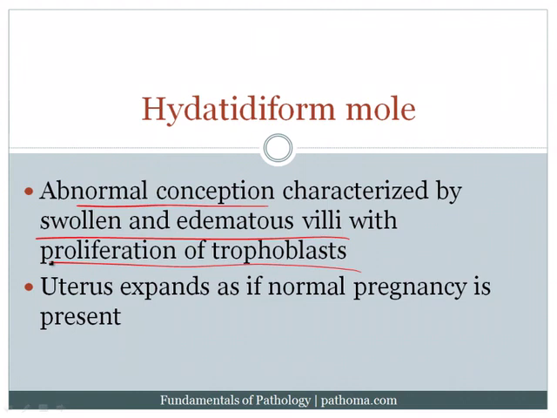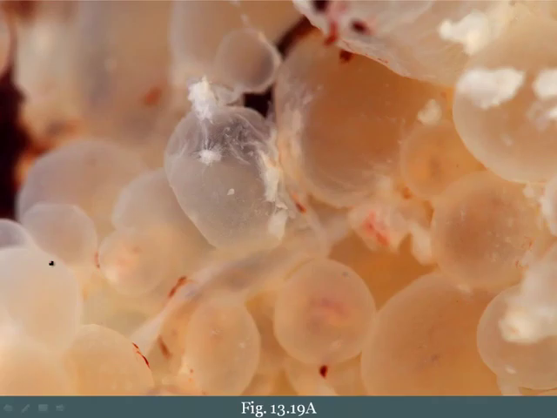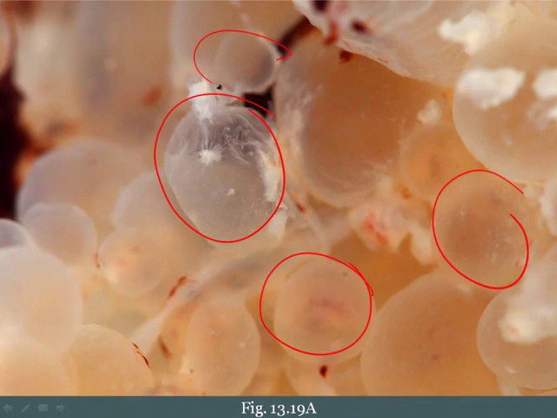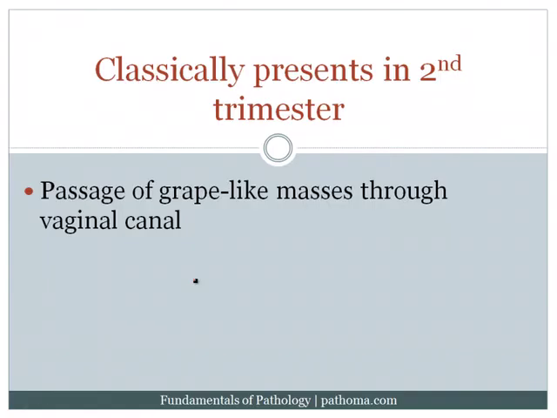Now, eventually what will happen, or classically what would happen if there's no prenatal care, is that the woman would begin to pass these little grape-like masses. See how these kind of look like grapes? So these are the grape-like masses that a woman with a molar pregnancy would actually pass through the vaginal canal. And that's the classic presentation. Usually it occurs in the early second trimester, and that would be seen if there's no prenatal care.